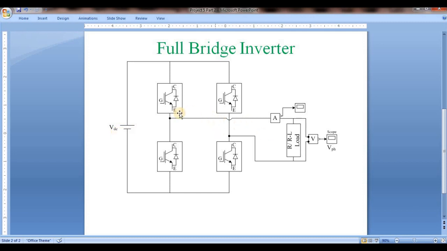But if we are not applying any PWM technique, like in the 180 degrees conduction mode, there is no use of the inductive load. Whether it is a resistive load or an inductive load, I can get the same output, I mean in the case of voltage.